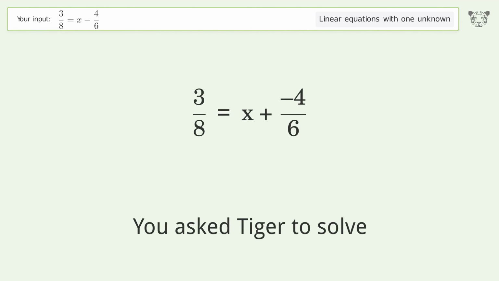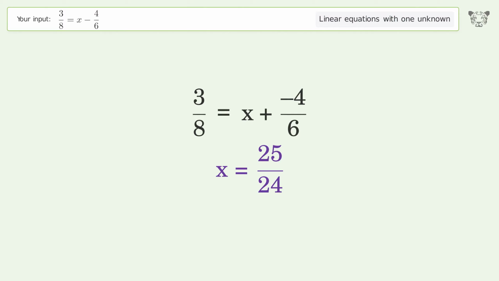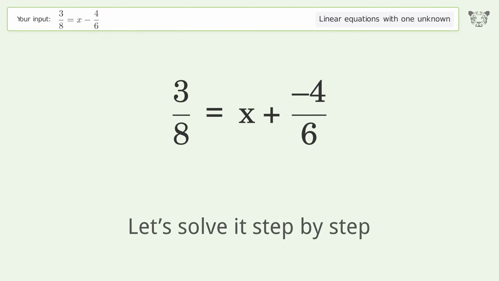You ask Tiger to solve. This deals with linear equations with one unknown. The final result is x equals 25/24. Let's solve it step by step.